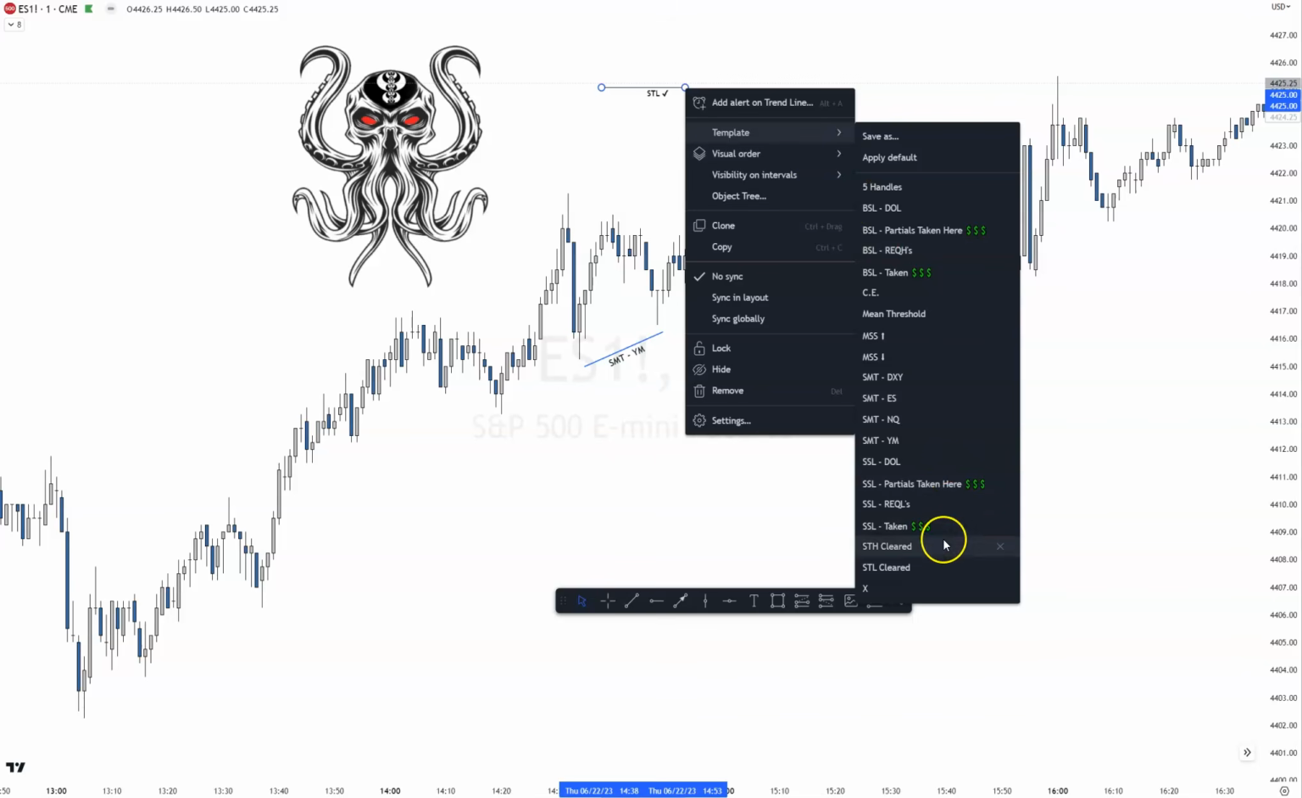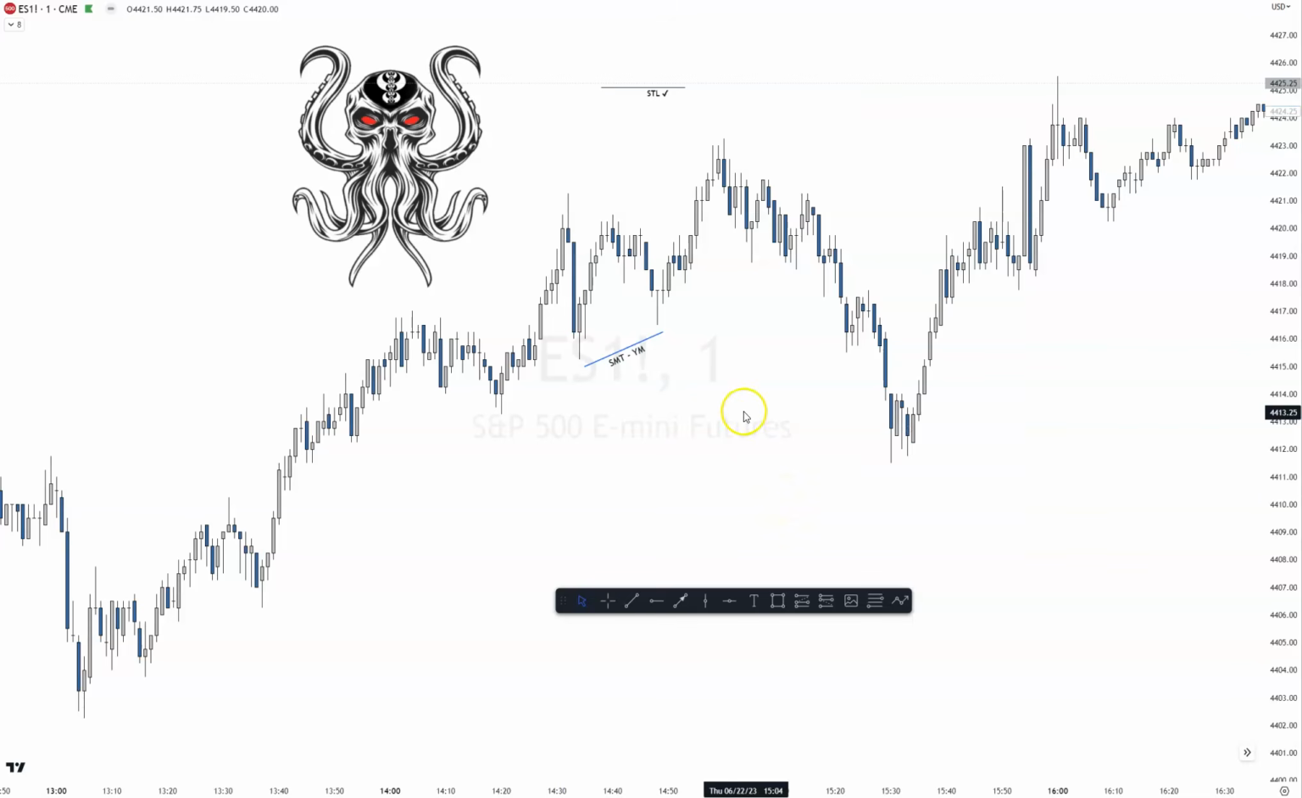Honestly, I don't remember how to get the emojis on here. I have to look and see how I did that before. There's a certain button you push and then it gets you the emojis. I don't remember. I'll have to find that out. So that's the trend line, the horizontal ray.